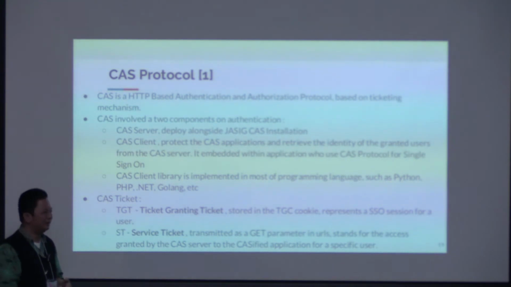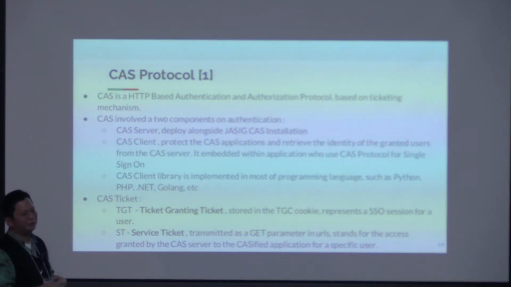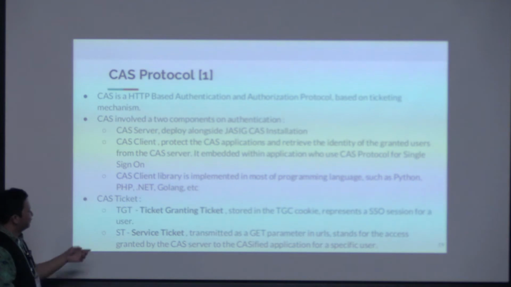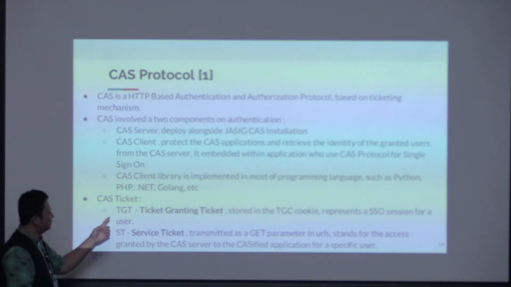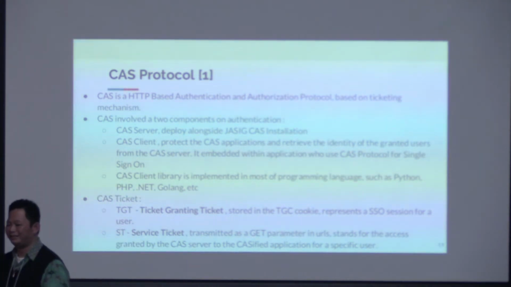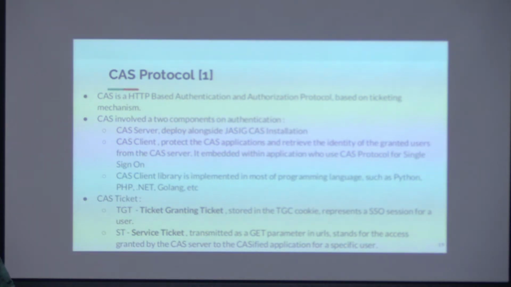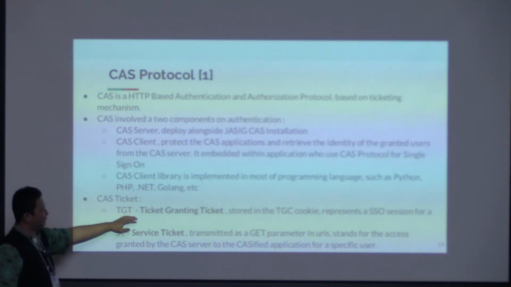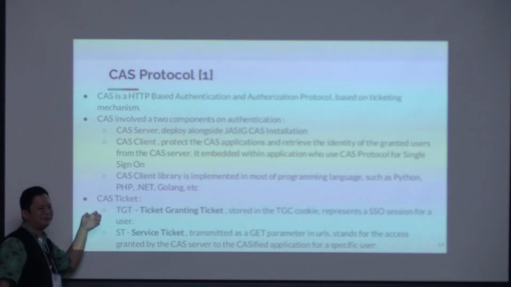These are the tickets exchanged between the CAS server and the app. First, when you log in, it will generate a global session ticket, the TGT, or ticket granting ticket. It's like when you buy a ticket at an amusement park, and you can play all the games in the park. The TGT is like that: the master ticket generated by the CAS.